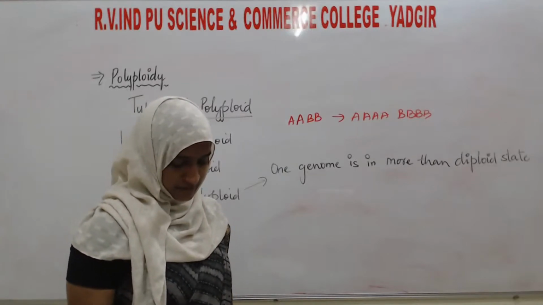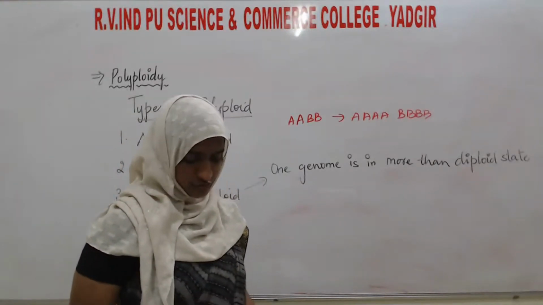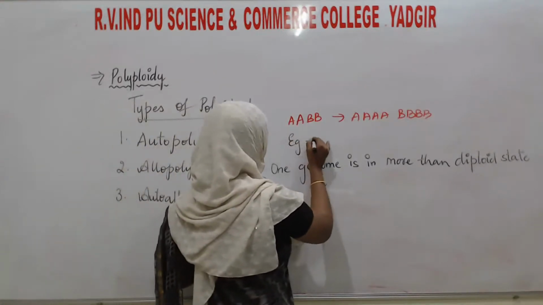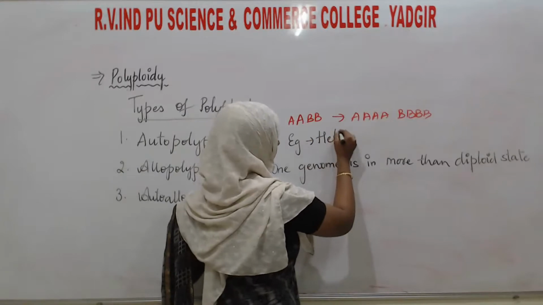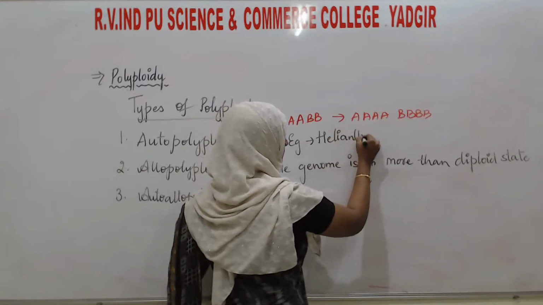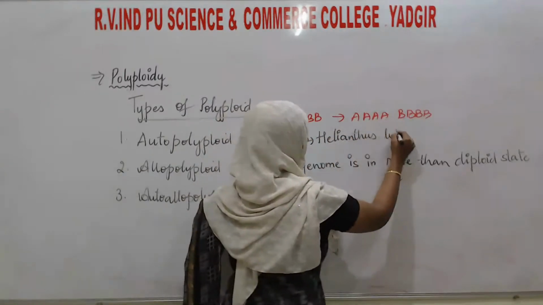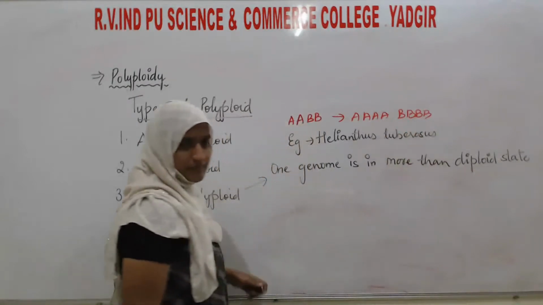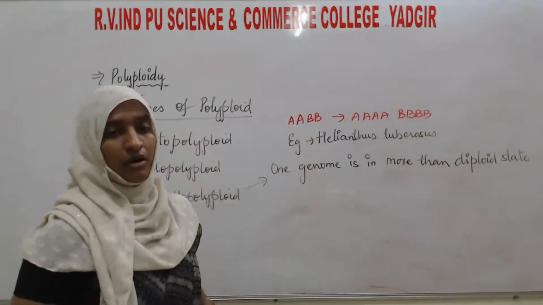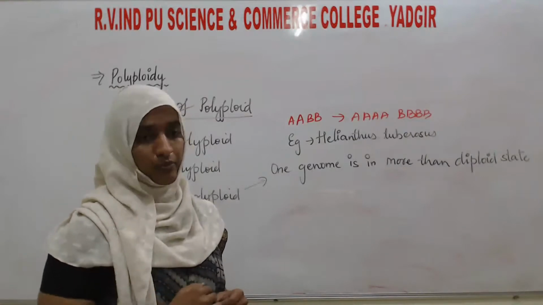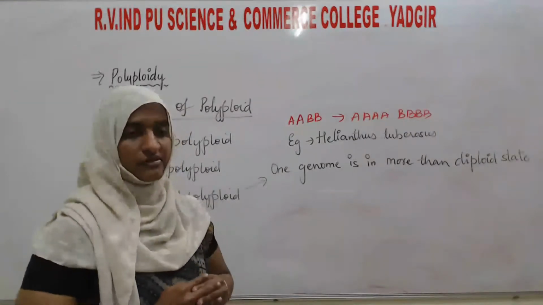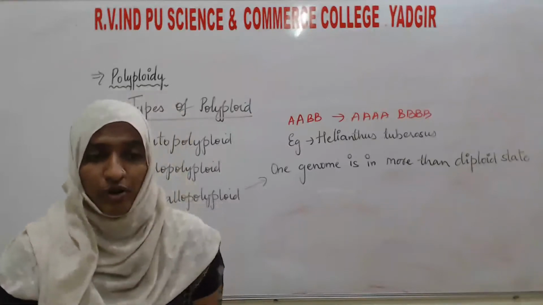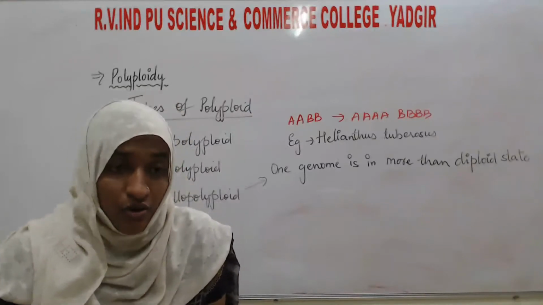The example they had developed here is Helianthus tuberosus. What is the example? Helianthus tuberosus. This is developed in the potato. Okay, so this is about the three types of polyploids: autopolyploid, allopolyploid, and auto-allopolyploid.